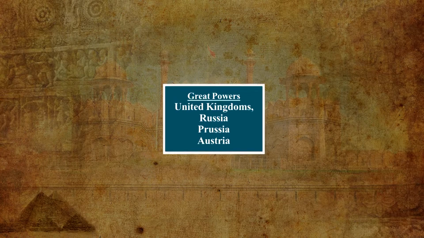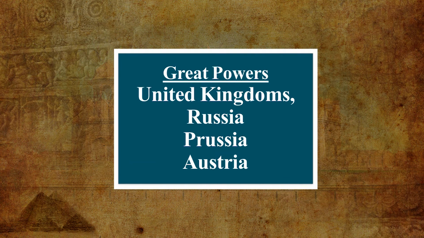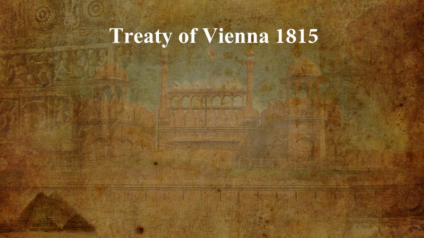Now, the great powers came together and defeated Napoleon. With Waterloo, there was a change in the dynamics of European history. What change was that? The defeat of Napoleon led to the formation of the Vienna Congress. At Vienna, which is the capital city of Austria, the powerful kingdoms came together. They hosted a meeting which was famously known as the Vienna Congress.